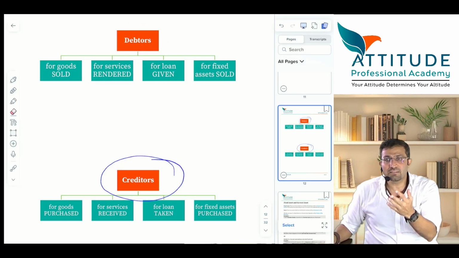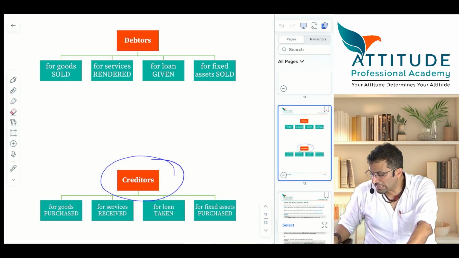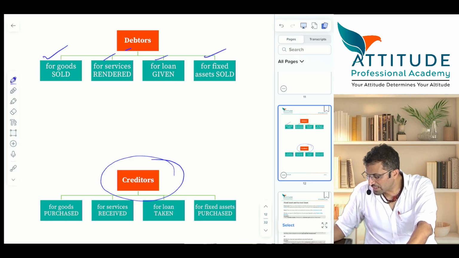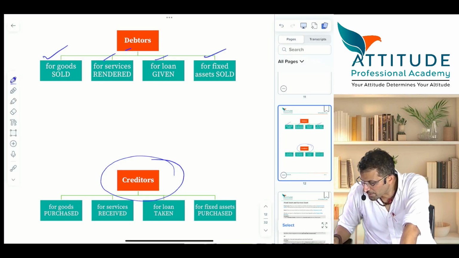Debtors means from whom you have to receive the benefits, money or services, whatever it is. Is that clear? Now there are four types of debtors. Debtors for goods sold, debtors for services rendered, debtors for loan given, debtors for fixed assets sold. Now concentrate here. Debtors for goods sold.